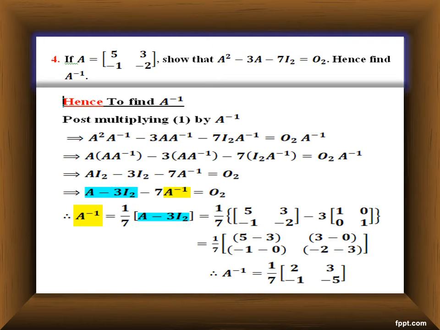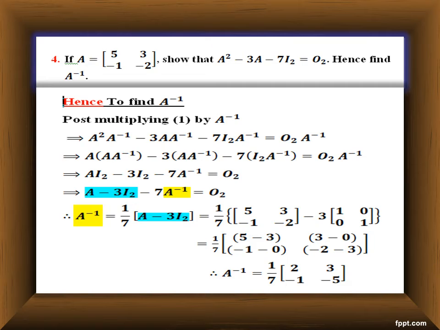You know A into A inverse is I2, and so we are getting A into I2 minus 3 into I2, and whenever we multiply with the identity matrix, the same matrix remains. So minus 7 A inverse, and whenever we multiply with the 0 matrix, we will be getting again the 0 matrix. So O2. Now see, A minus 3 I2 minus 7 into A inverse equals O2.